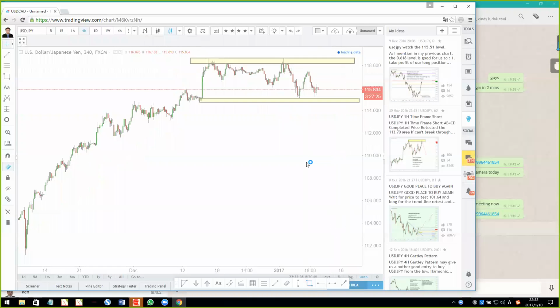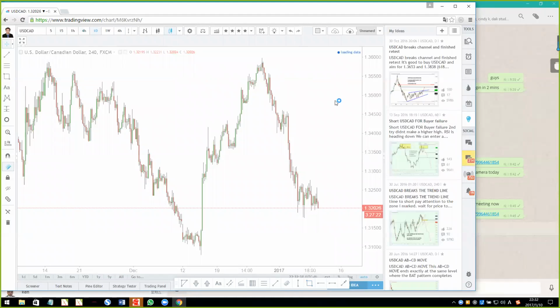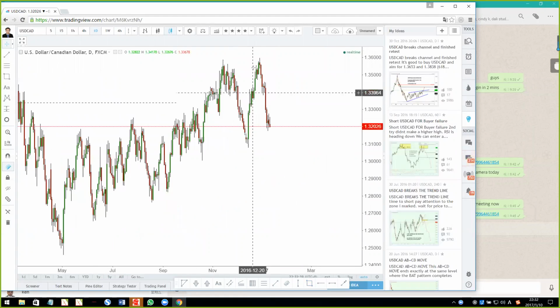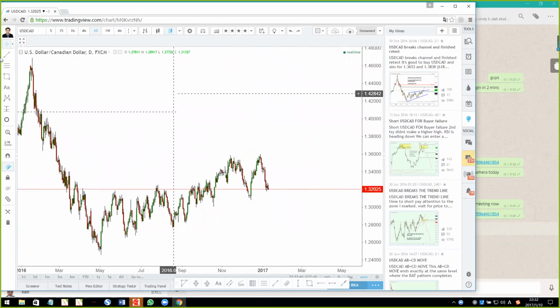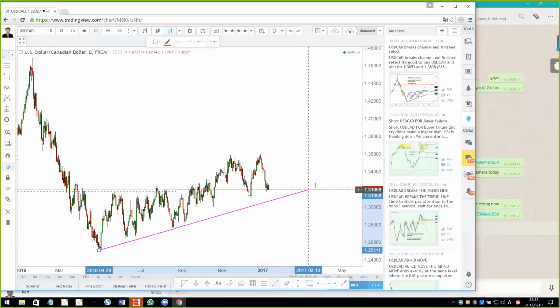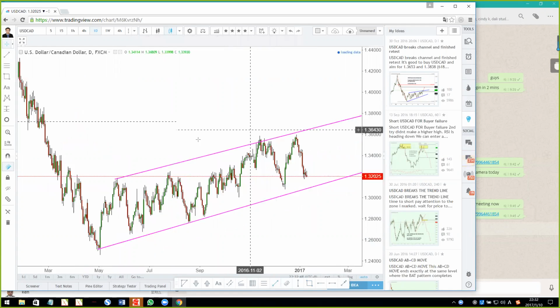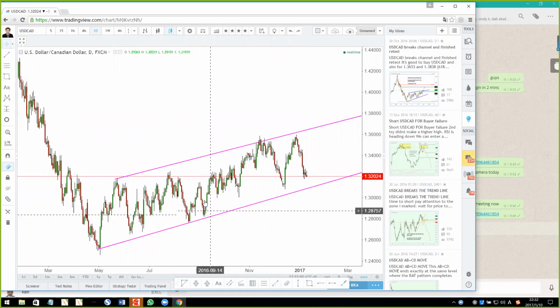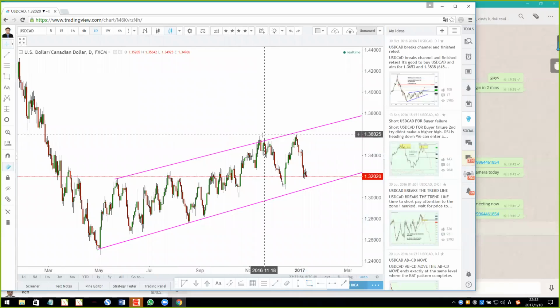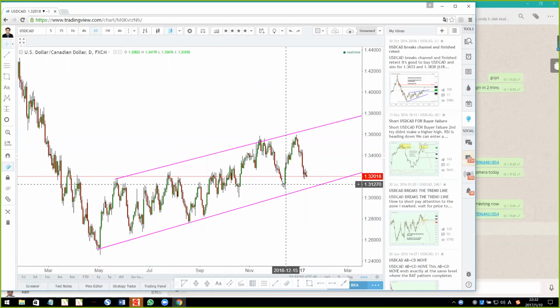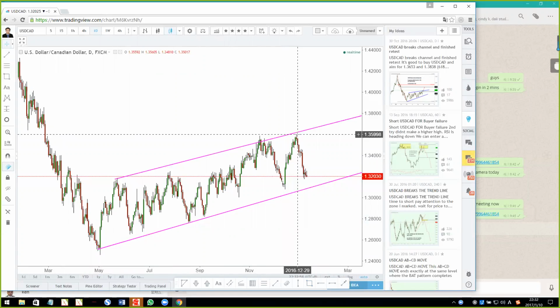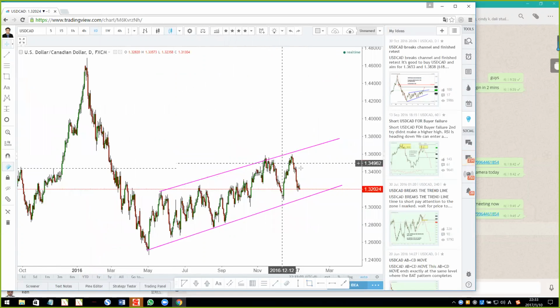Dollar CAD. The jobs data is very strong, but it's still in the uptrend. So the dollar CAD is very hard to trade, because it's not a very clear move. It goes up, breaks out the structure, and pulls back so deep. Breaks out up again, pulls back so deep. So I don't want to trade the dollar CAD right now.